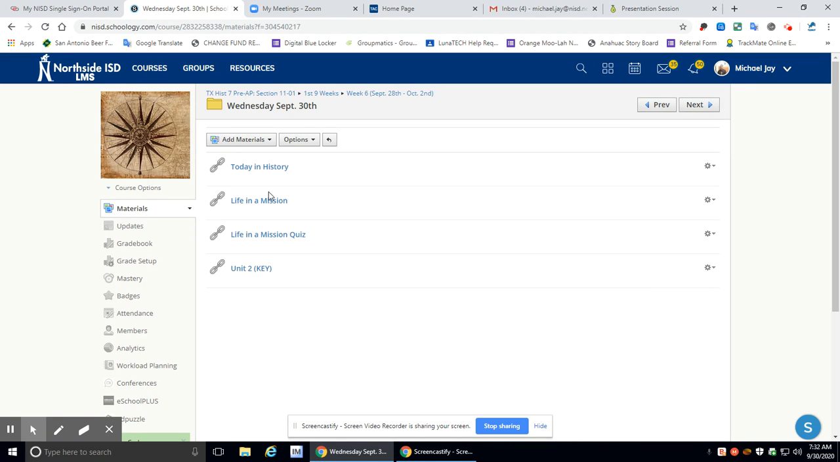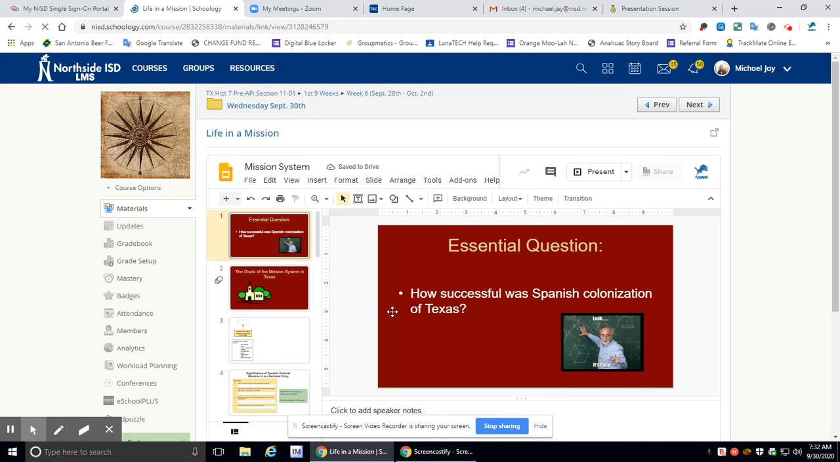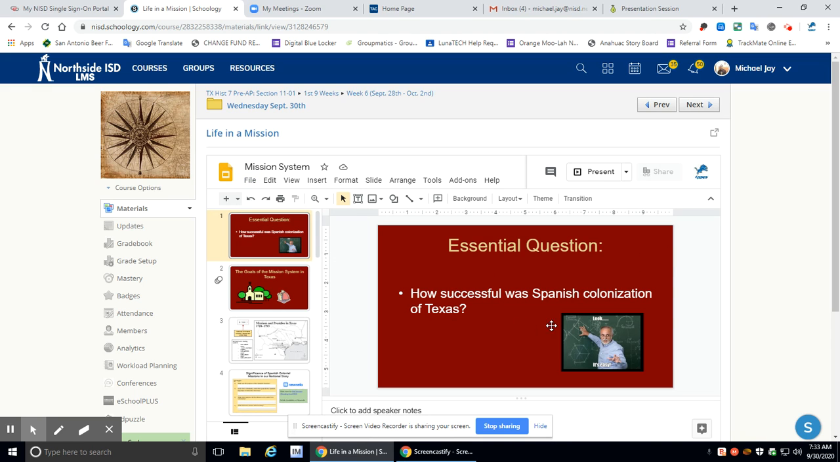Next we have our Life in the Mission. This is set up as a link. When you open it, it's either going to open like this page you see here, or it's going to open automatically as a copy. If it doesn't open as a copy, remember you're going to go to File, go to Make a Copy, and make sure you click Entire Presentation. I've had a bunch of people hitting Selected Slides and it only copies the first page. So make sure you do that.